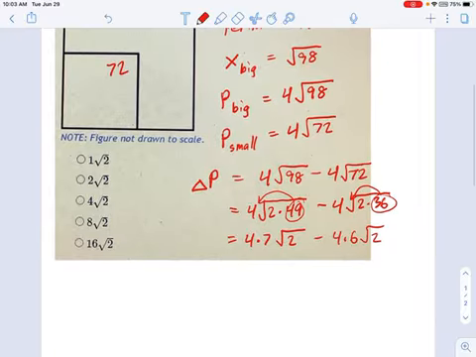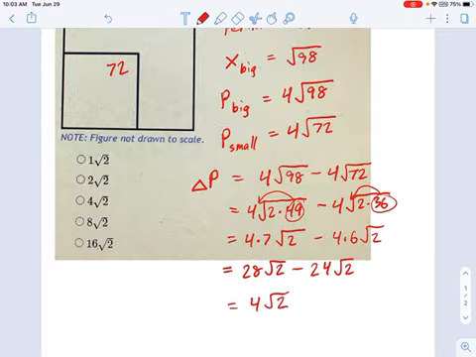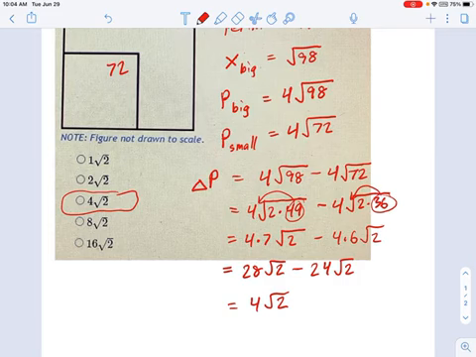So now we're going to get practice using radical arithmetic. 4 times 7 is 28, so I have 28 radical 2 minus 24 radical 2. How many radical 2's do I have? Well, 28 of them over here, 24 of them over there. That gives me 4 radical 2's total. So here's my answer.